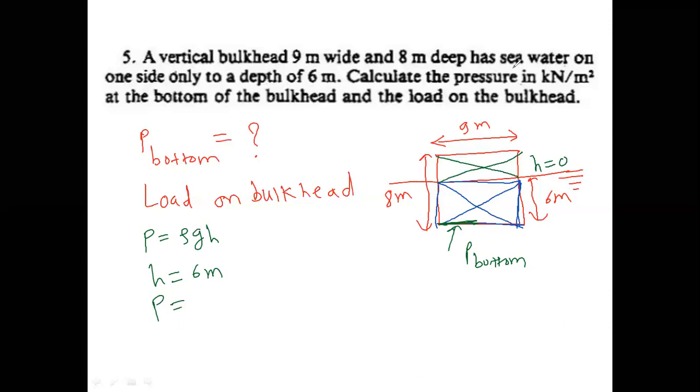So pressure is equal to rho. They are saying the liquid is sea water, so the density of the sea water is 1025 kg per meter cube, 9.81 is the g, and h will be 6 meter. If you solve this, you will get the answer for the pressure in newton per meter square. But they want the answer in kilonewton per meter square, so only the conversion part remains. We will see the exact values in the next slide.